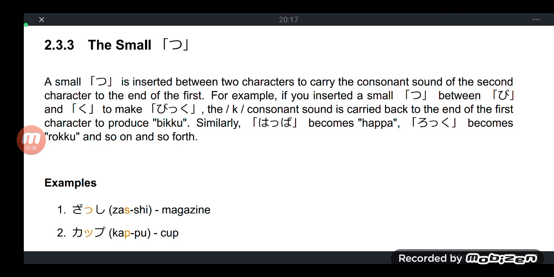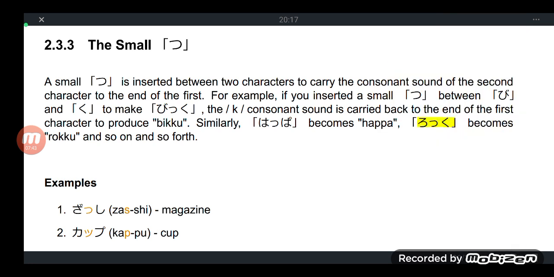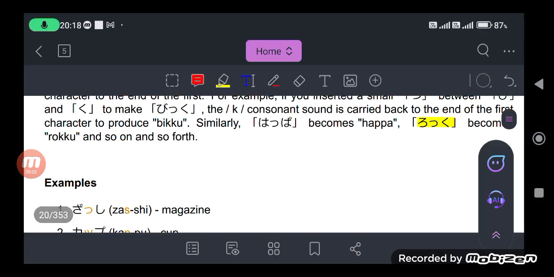You can notice here in the roku, I will highlight, in the roku, just like here in rokku. You place a stress on the k part, on the ku, because the first consonant on that ku is k. So as we can see here, it now has a small chu on the left side of it. So it's not anymore roku, but rokku. Place a stress on the k, so on and so forth.